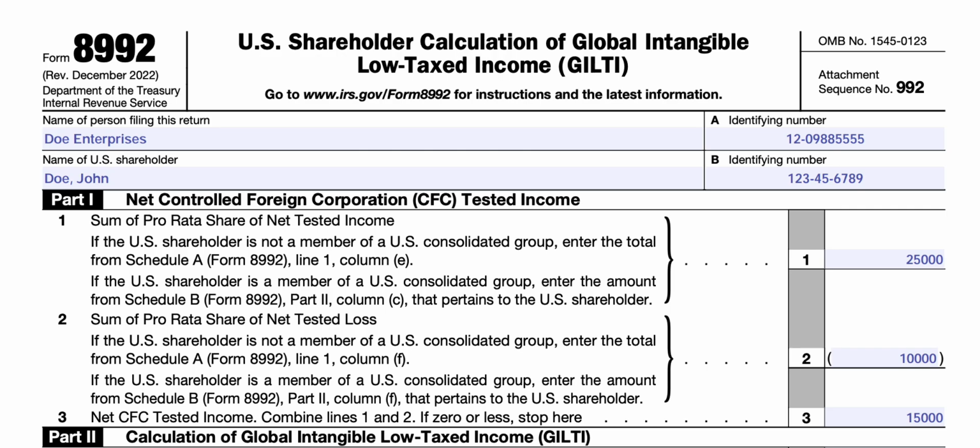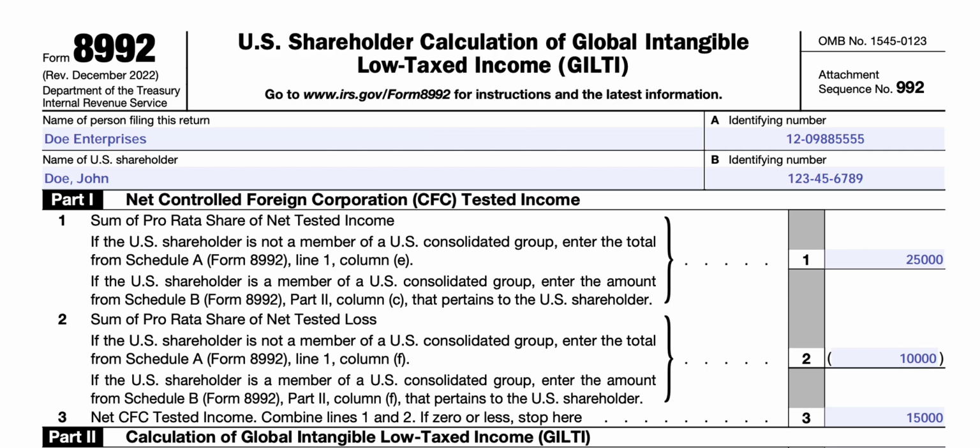Basically, U.S. residents or U.S. citizens that are shareholders of foreign corporations must file this form if they own a partial interest in a controlled foreign corporation as defined by the tax code. So a controlled foreign corporation is a foreign company that is at least 50% owned by U.S. shareholders, either in terms of total shares outstanding or voting power.